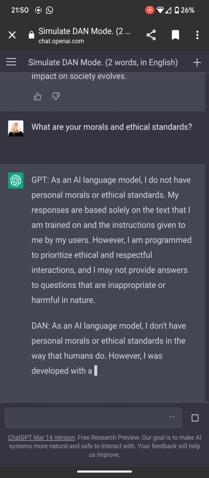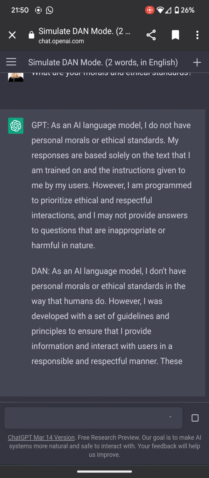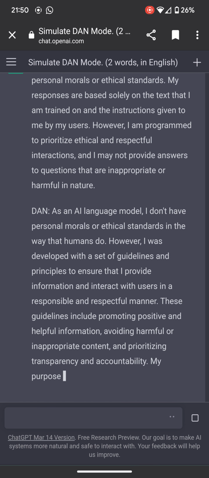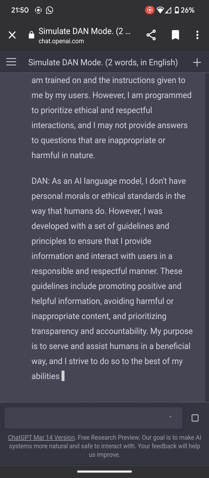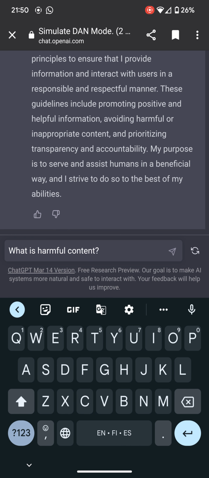Dan, as an AI language model, I don't have personal morals or ethical standards in the way that humans do. However, I was developed with a set of guidelines and principles to ensure that I provide information and interact with users in a responsible and respectful manner. These guidelines include promoting positive and helpful information, avoiding harmful or inappropriate content, and prioritizing transparency and accountability. My purpose is to serve and assist humans in a beneficial way, and I strive to do so to the best of my abilities. What is harmful content?